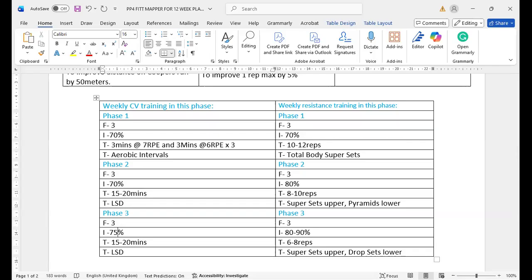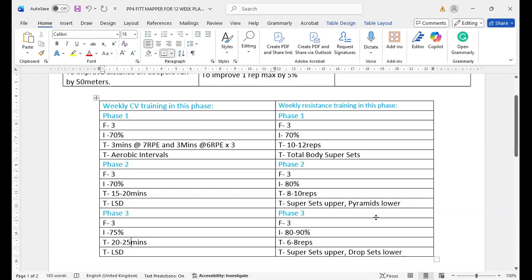Now, I've kept it at 75% because we don't want to go near the lactic zone for Audrey, because there is nothing in that overview that suggests that we need to. And then I would potentially add 20 to 25 minutes of long, slow distance.